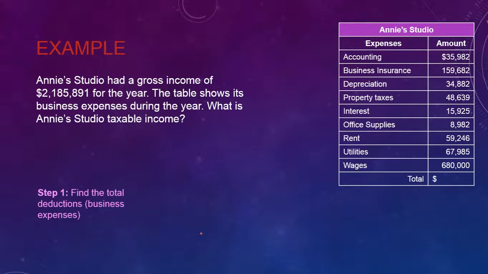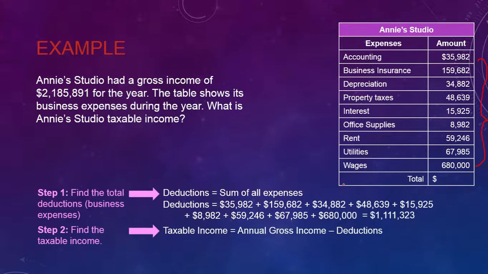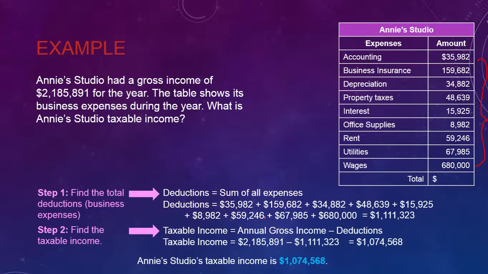So first, we want to add up all the deductions together. We start off with the accounting and we go all the way down to the wages. When we add all of those numbers together, we get $1,111,323. Once we do that, we can find the taxable income by subtracting the deductions from the gross income. So when we do that, we get $1,074,568. So that is the taxable income.